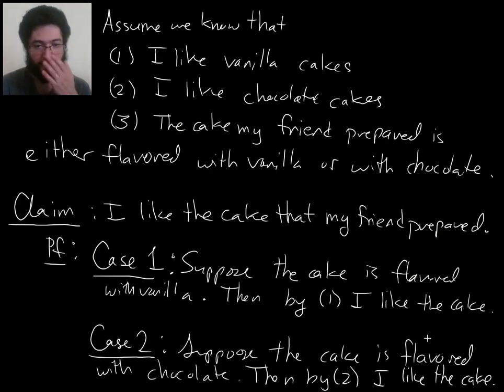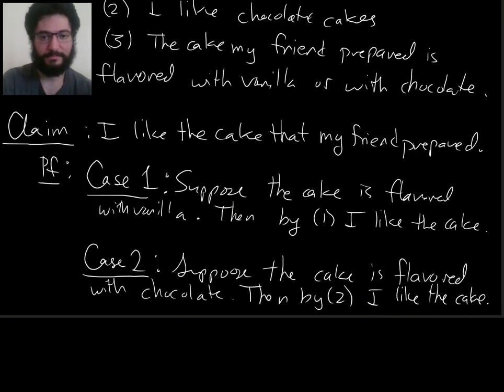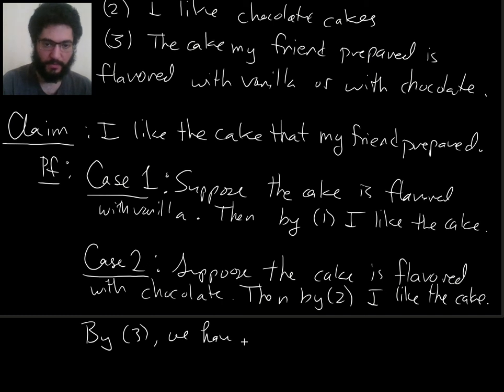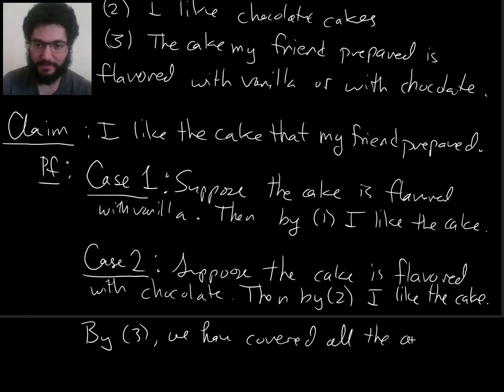And if assumption number 3 has already been made very clear, then I could end the proof here and say we are done due to the rule proof by cases. But let me just clarify exactly why we're done here. Okay, so by, let's say 3, we have covered all the cases. You could write something like this. You don't have to write exactly this.